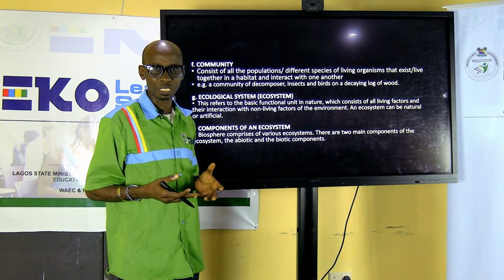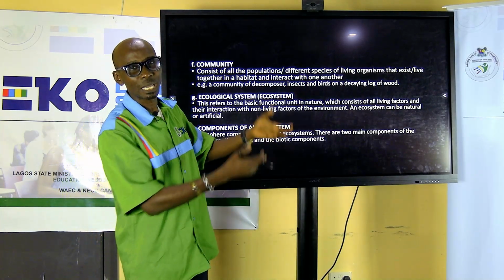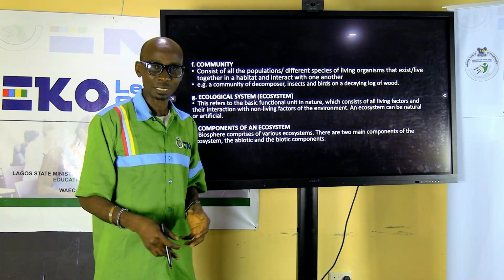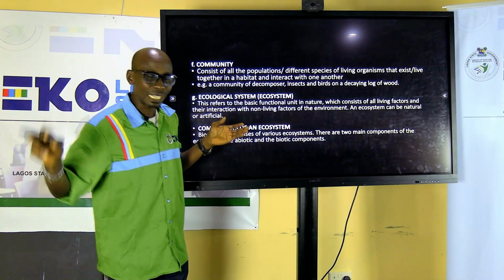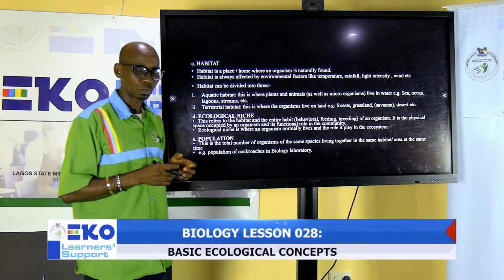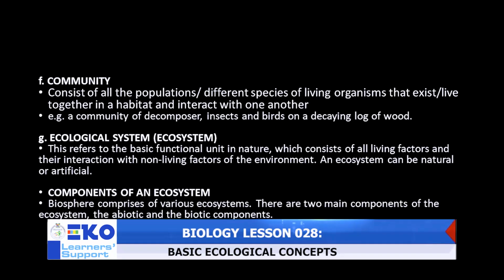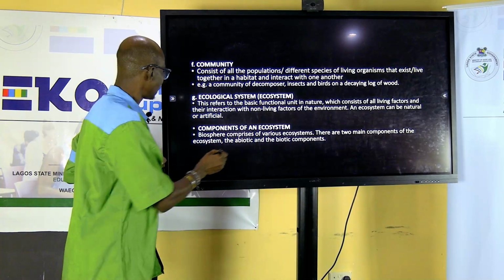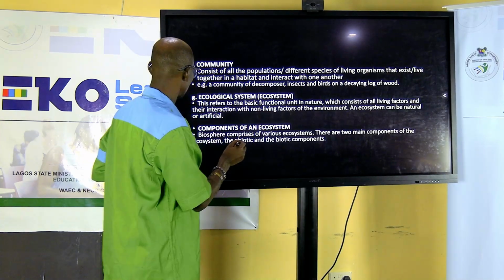When rain falls, for example, and there is sun, the rain that fell is evaporated back into the atmosphere. When it is full in the atmosphere, it comes back to us as rain. That is nutrient cycling. It goes and comes. So this nutrient cycling is what backs up the ecosystem. Then in an ecosystem, we have two major components: the living component and the non-living component. The living component is referred to as the biotic component, while the non-living is referred to as the abiotic component.